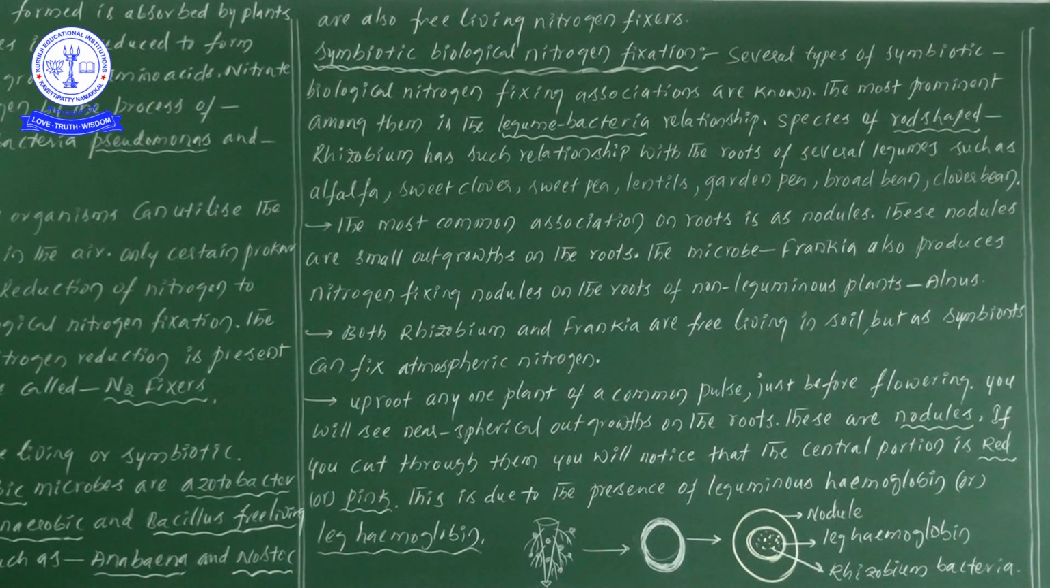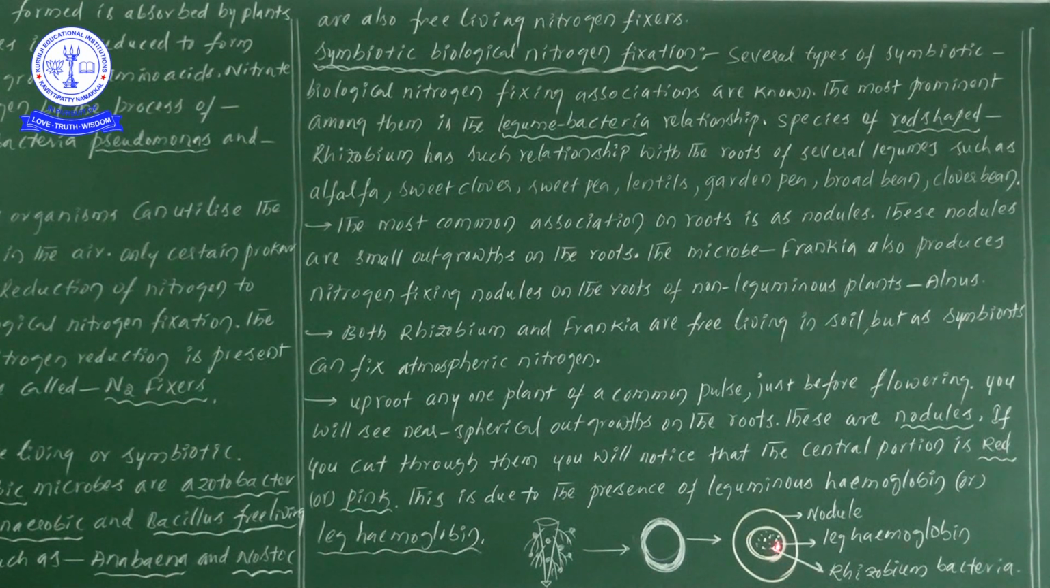Note this new point: it acts as an oxygen scavenger. Oxygen scavenger means that if oxygen is present in that particular atmospheric condition, that oxygen is removed by the leg hemoglobin. So in those particular locations there will not be the presence of oxygen, and anaerobic conditions will be created. At that time the rhizobium bacteria survives happily.